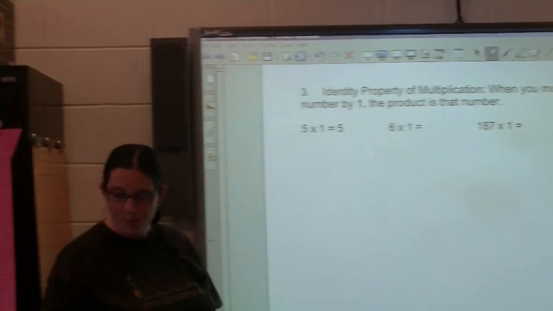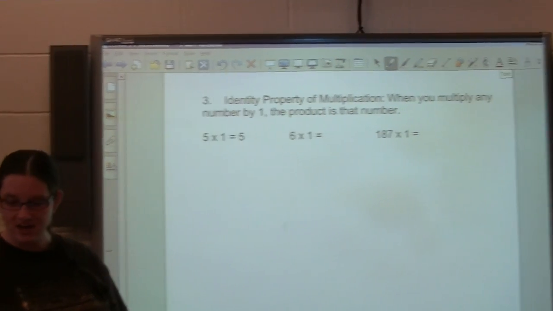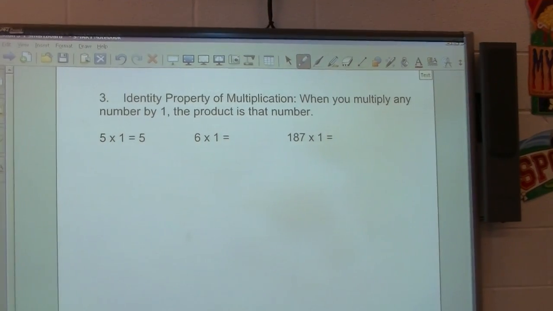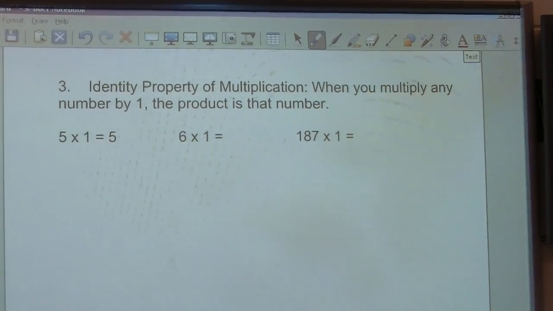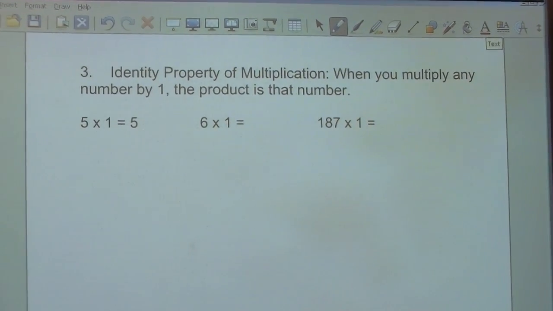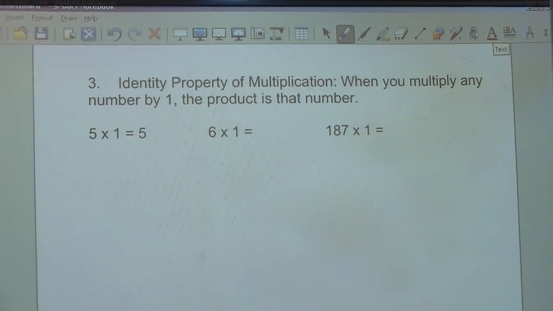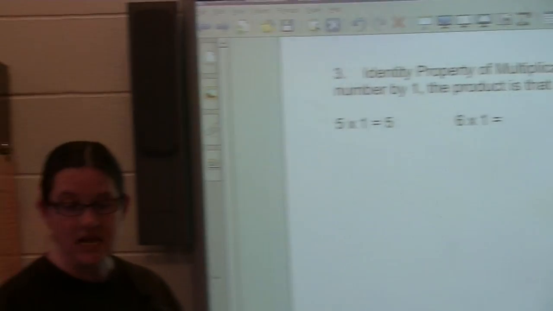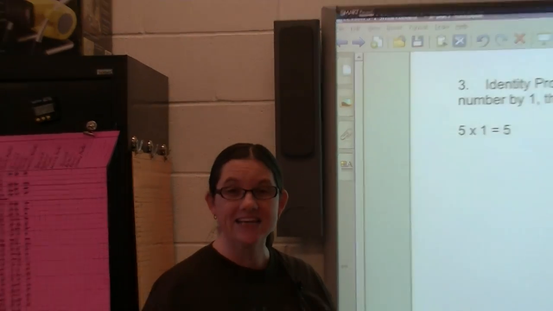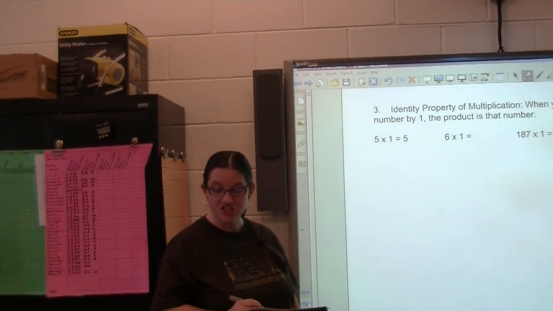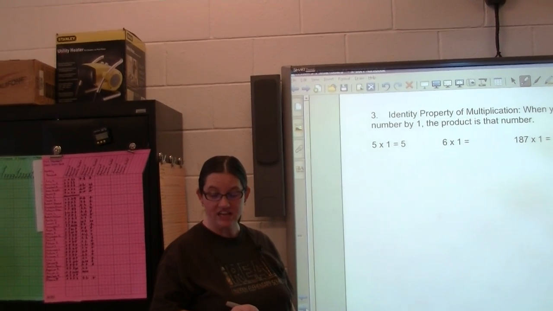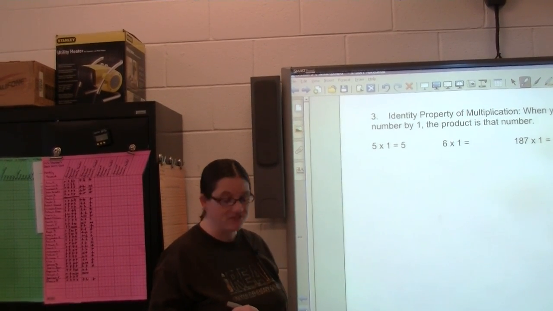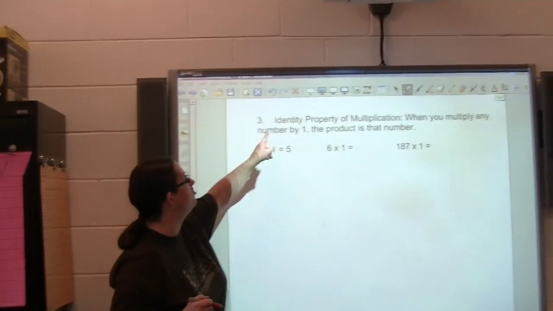Okay, fifth grade, go back now to the top of page 59. We're going to go to the middle box there for our next property, which is the identity property of multiplication. Okay, read the underlined part to yourself as I read it to you. When you multiply any number by 1, the product is that number. So they show you there 5 times 1 equals what? 5. Yes. Okay, now let's get that copied into our notes.